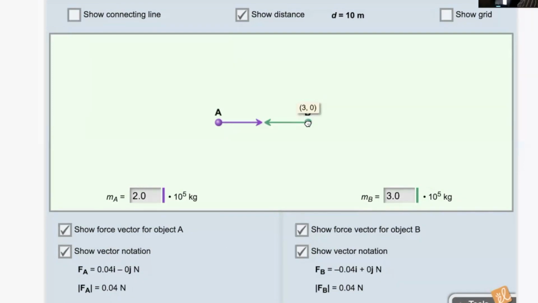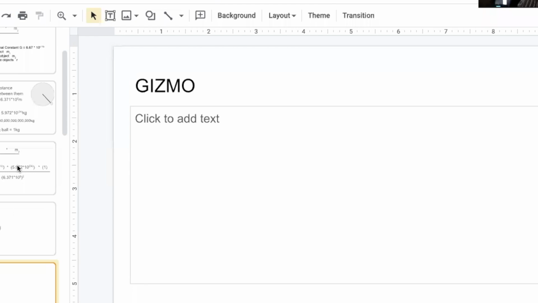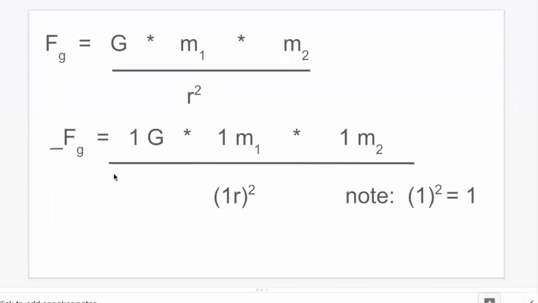If I take them further apart, notice that the force got smaller. If I bring them closer together, the force gets bigger. So that's what we're going to be playing with here some more. Let's go back to the equation and take a look at this a little bit better, and I think it'll make some more sense. So here, back to our equation.